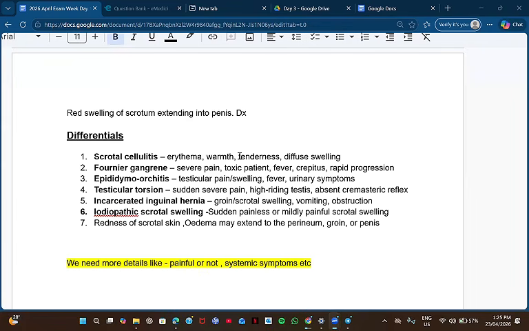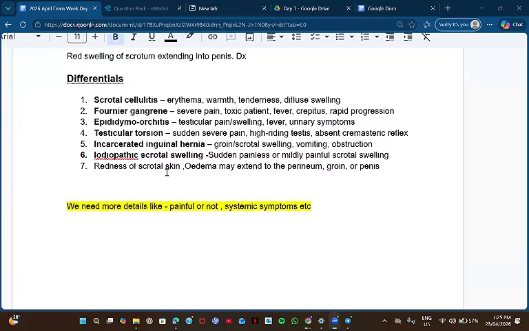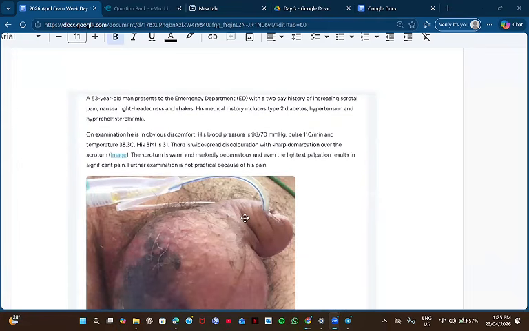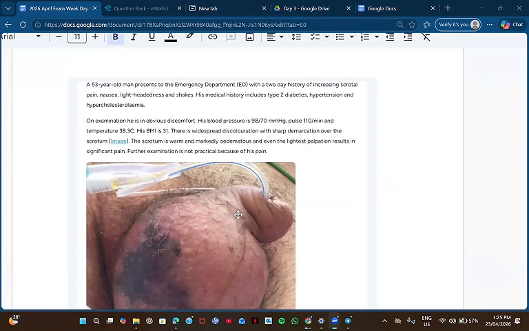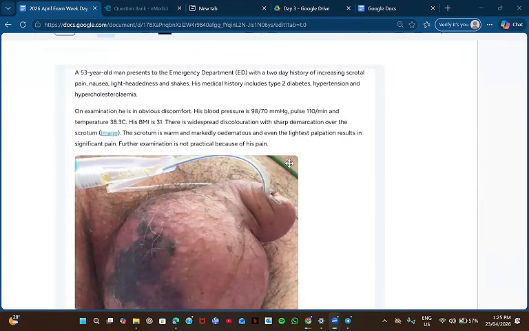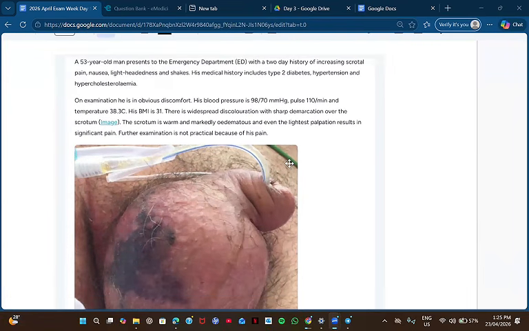But we actually don't have a proper idea, right? Proper stem. Because of that, I have attached some questions in the day one file to get an idea, okay? Let's discuss a little bit about Fournier gangrene. It can also be asked, okay? Here, can you see it extends to the penis as well? There's a picture also given. So you need to answer. You need to know this one as well because this is a medical emergency.